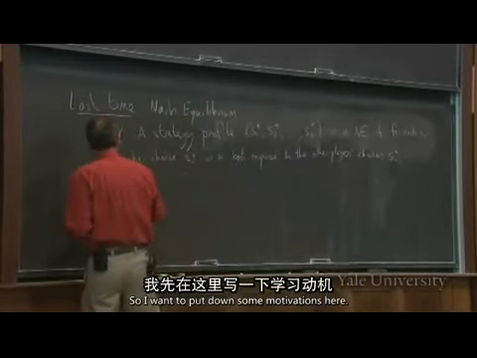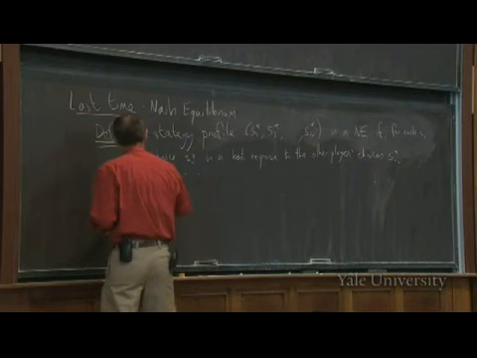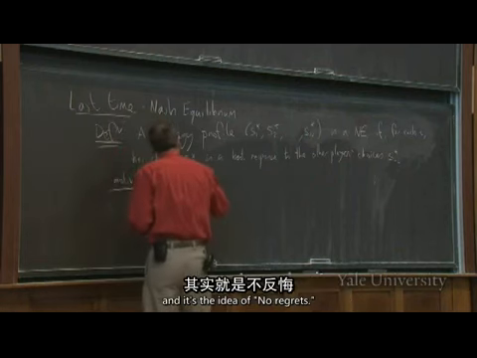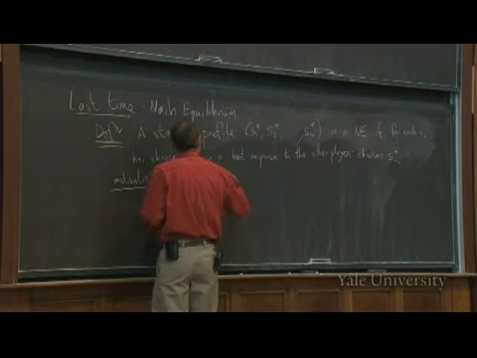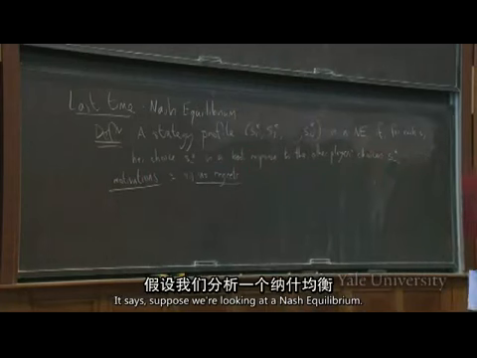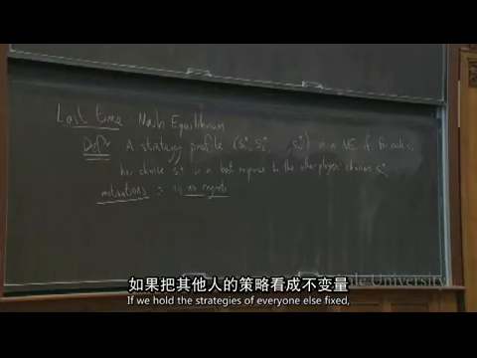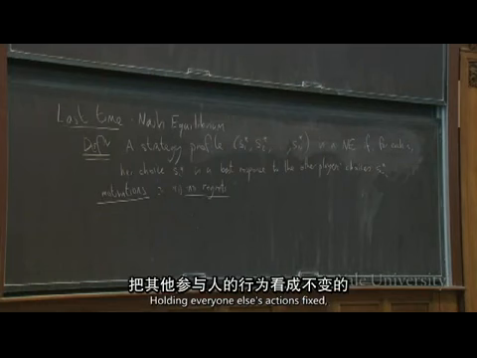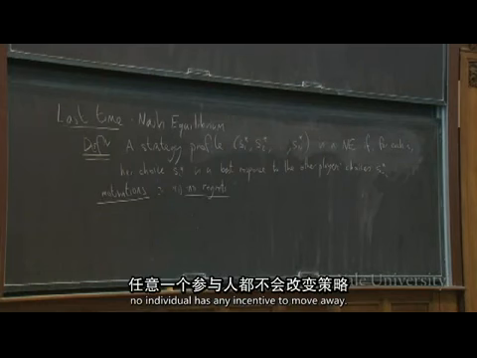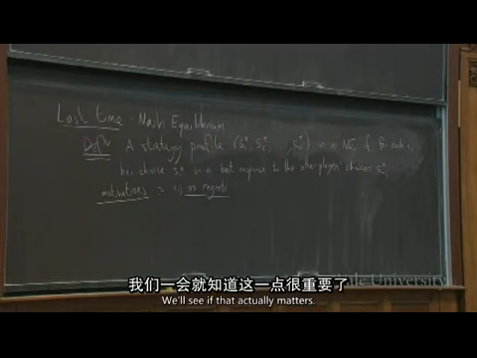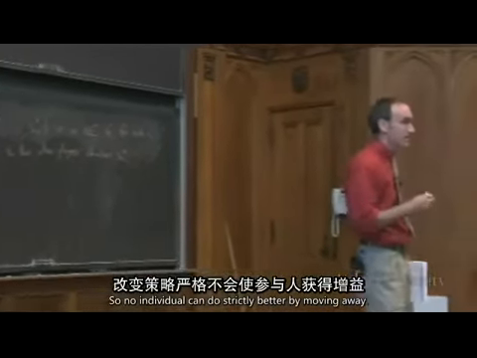So I want to put down some motivations here. All right, the first motivation we already discussed last time. In fact, somebody in the audience mentioned it, and it's the idea of no regrets. So what is this idea? It says, suppose we're looking at a Nash equilibrium. If we hold the strategies of everyone else fixed, no individual I has an incentive to deviate, to move away. Right, so again, holding everyone else's actions fixed, no individual has any incentive to move away. And let me be a little bit more careful here. No individual has any strict incentive to move away. Right, we'll see that that actually matters. Right, so no individual can do strictly better by moving away.